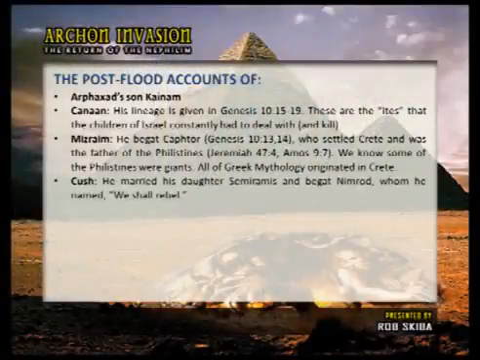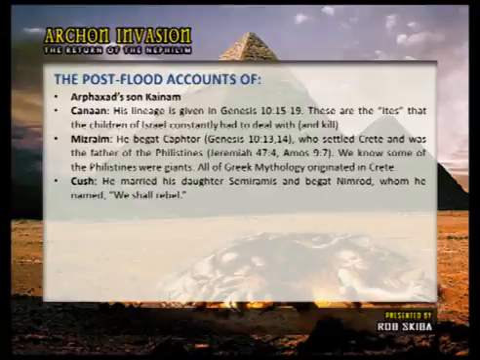Cush married his daughter Semiramis. So at some point his wife gave birth to Semiramis, and then he later married her, and that union produced Nimrod, whom he named, and this is interesting, "Let's name our son, We Shall Rebel. What do you think?" I mean, he named his son the rebellious one. He didn't have time to rebel. He was just born. He names the kid the rebellious one. Well, what do you do with that?